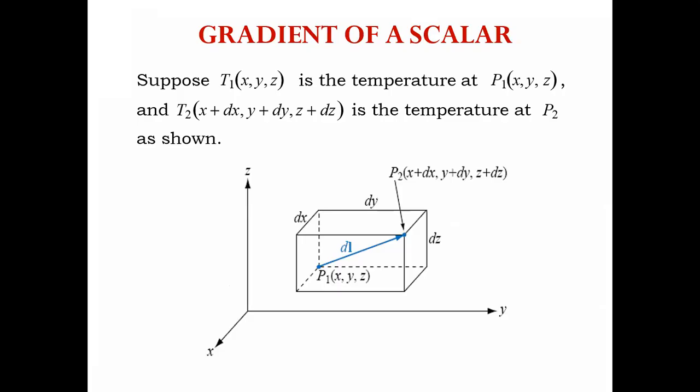See, gradient gives the rate of change of a scalar quantity. Listen very carefully because it is always operating on a scalar, not the vector. So the gradient gives the rate of change of a scalar quantity in a particular direction.